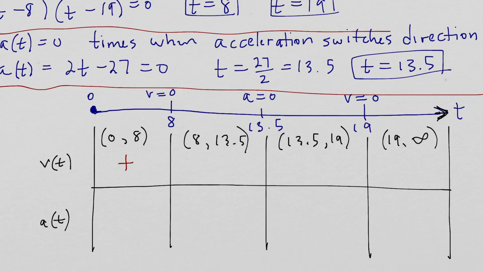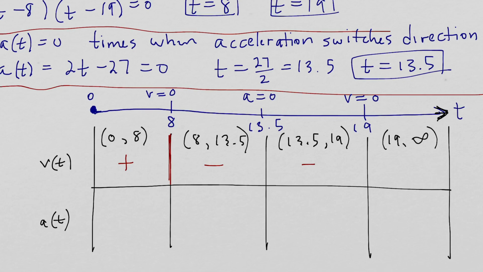Then you pick a number between 8 and 13.5, like 10 or something, and you plug it in there and you should get a negative velocity because after all, we said the velocity should change signs, and that's what we calculated would happen at time equal to 8. We do not expect it to change signs here, so you can check that by putting a number into the velocity function, and you should get negative as well.